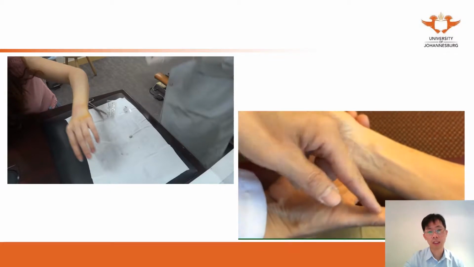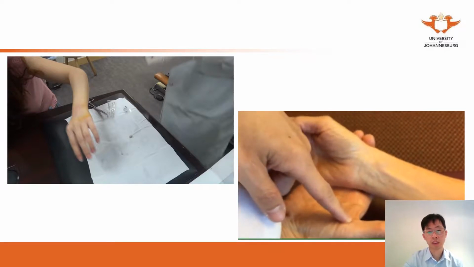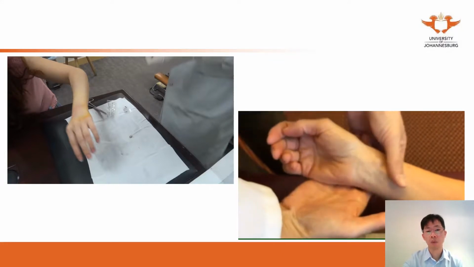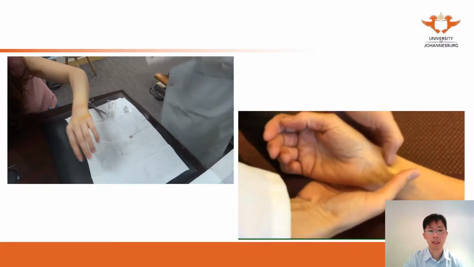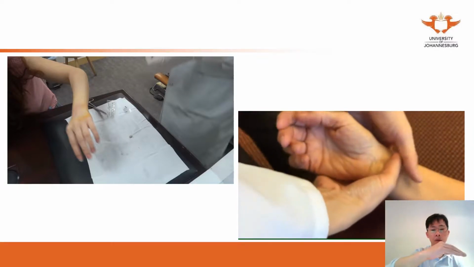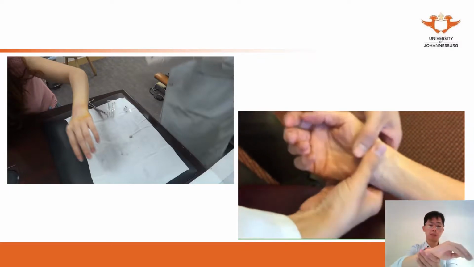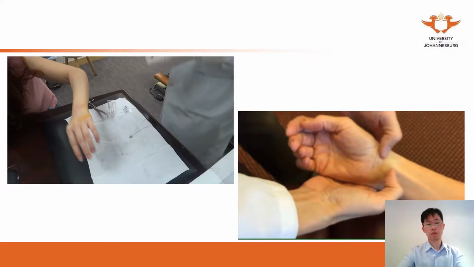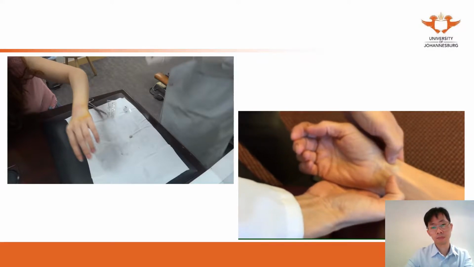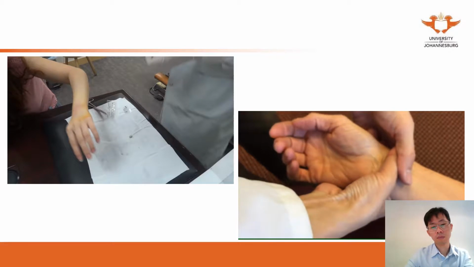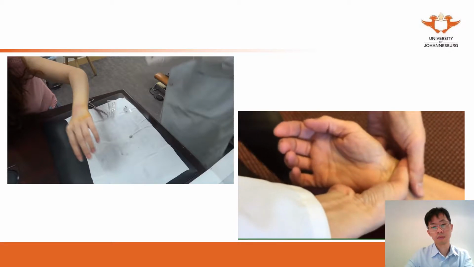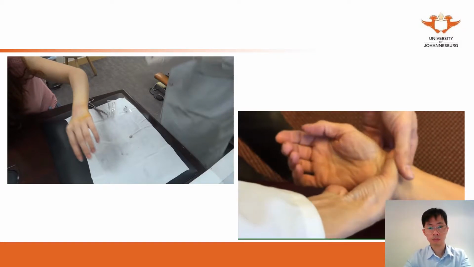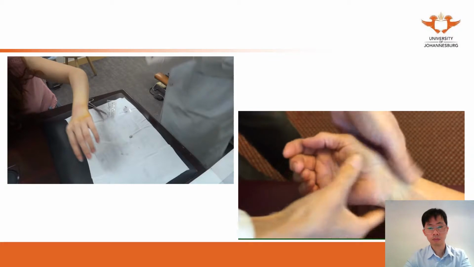How to break the cyst? Actually, we try to push the cyst against the bones next to the cyst. That's why we push the cyst to one side and then try to move your wrist outwards and backwards. So try to push the cyst against the bone. Yeah, that's all.